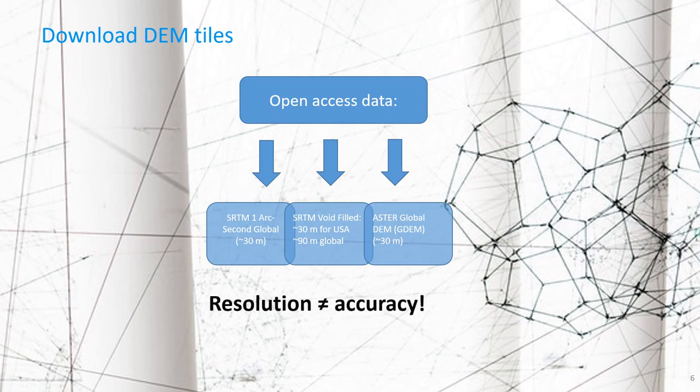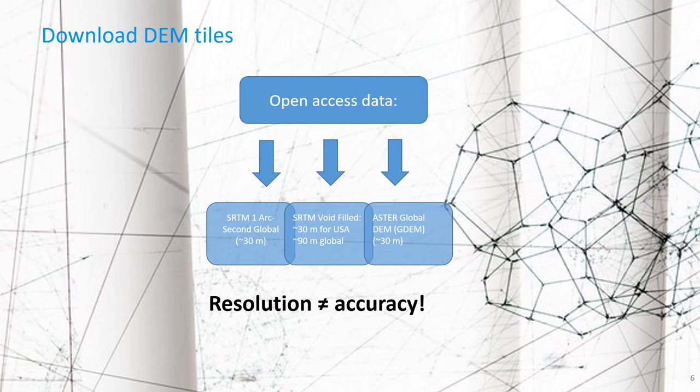You have to keep in mind that resolution is not the same as accuracy. These terms should not be confused. It is not the case that the higher the resolution, the higher the accuracy. It is a different concept. So you can have a very high spatial resolution, but the error per pixel can also be very high. And it's also not the case that you always need the highest resolution for each purpose.